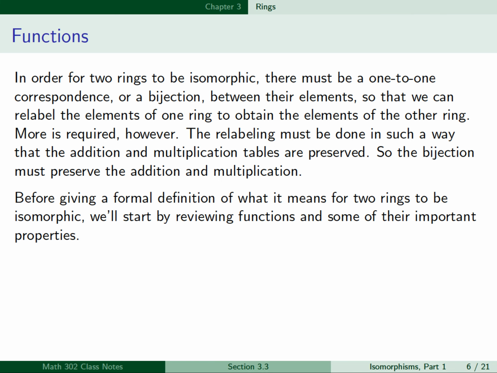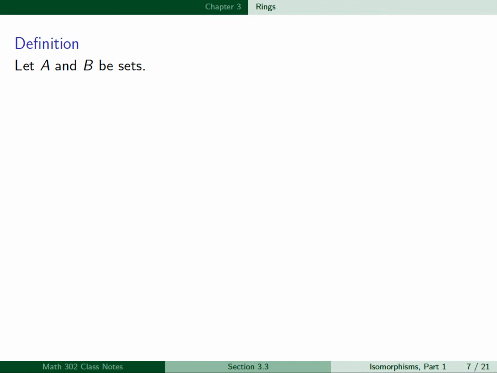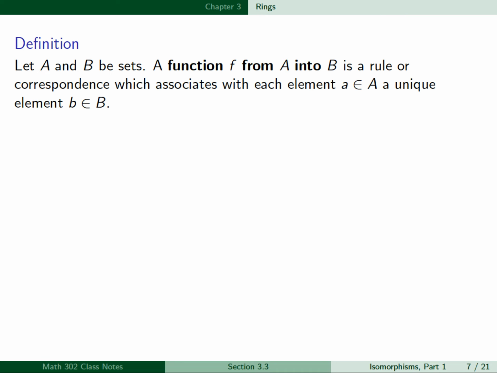Before giving a formal definition of what it means for two rings to be isomorphic, we'll start by reviewing functions and some of their important properties. So we'll start with the definition of a function. Let A and B be sets. Then a function f from A into B is a rule or correspondence which associates with each element a in A a unique element b in B.